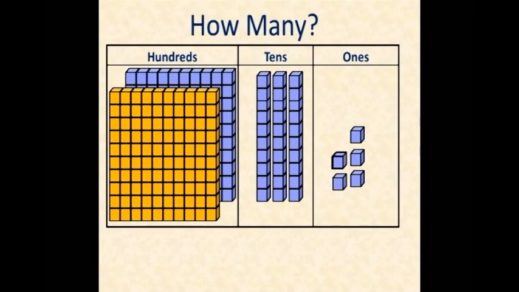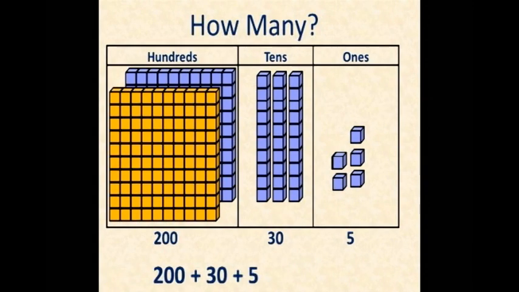Let's look at these. Can you guess what the number is based on the blocks shown here? We have 2 sets of hundreds, 3 sets of tens, and 5 ones. What is the number? The number is 200, 3 tens, which is 30, and 5 ones. Hence, the total amount would be 235.